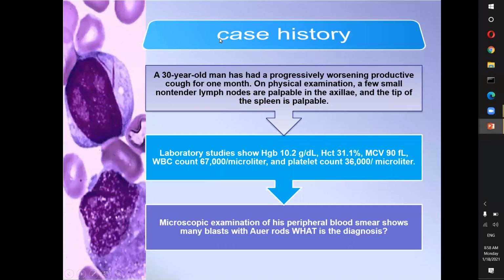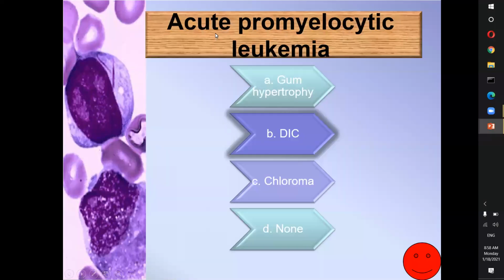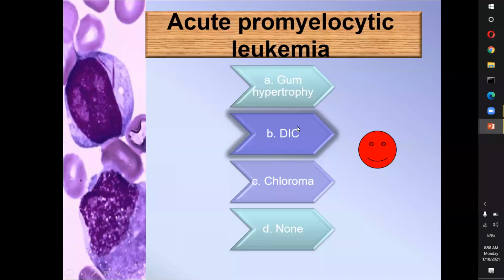It is M3 leukemia. This is the other name of acute AML M3. As we mentioned, AML M3, the acute promyelocytic leukemia, is usually associated with DIC.